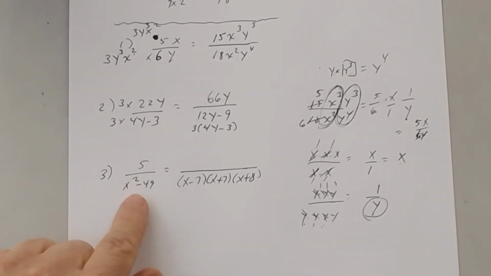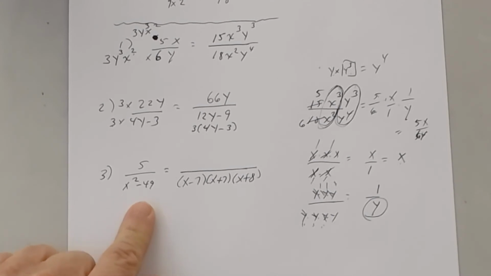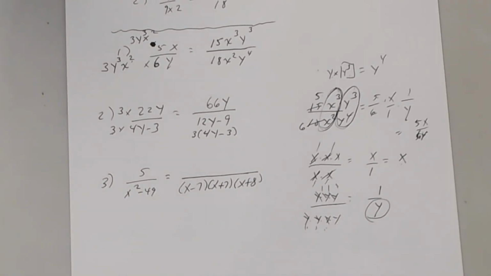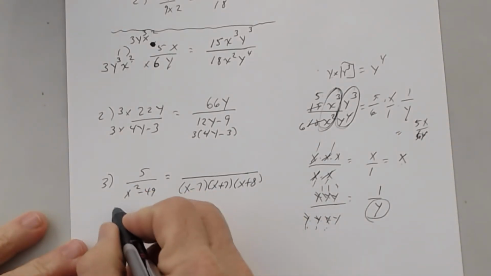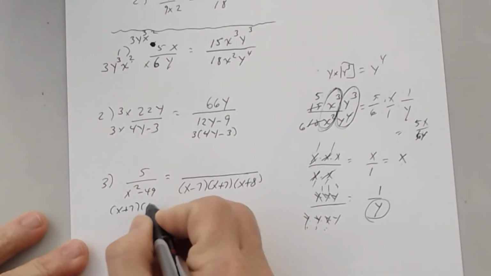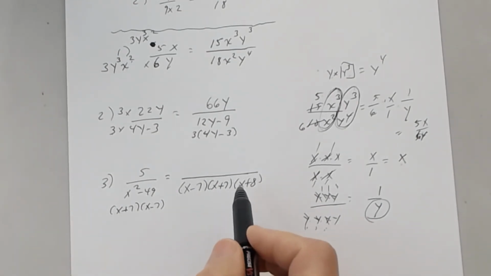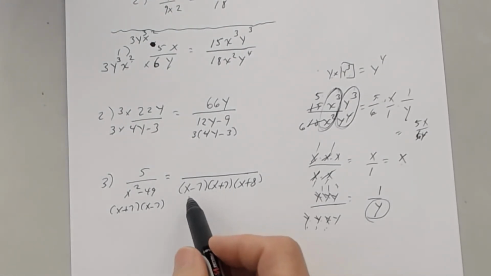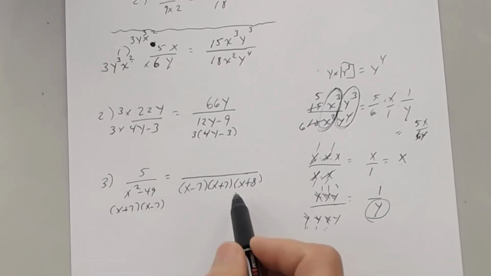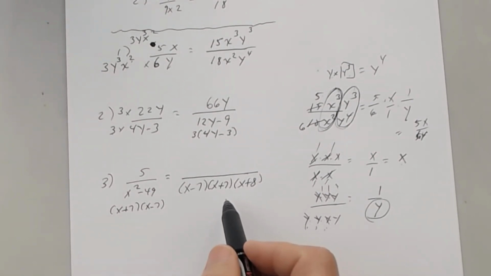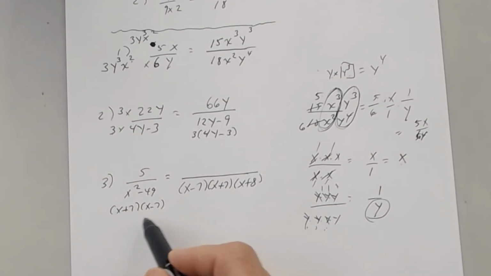So look at that first denominator. Can I factor that denominator? Yes. It's the difference of 2 squares. So how do you factor x squared minus 49? X plus 7 times x minus 7. Okay. Can I factor that second denominator? Can I do anything with it? No. Why not? Because it's already factored. Everything's listed as factors. How many factors do you see? 3.